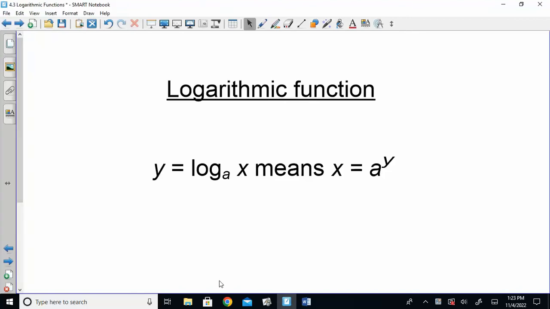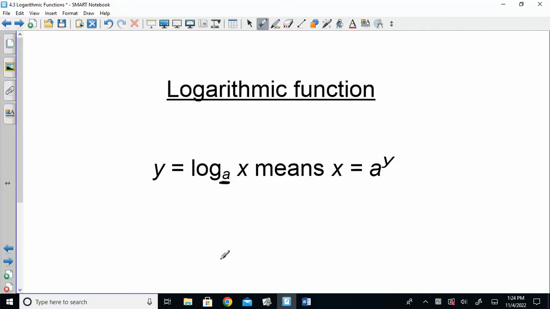So the definition of a log: it allows us to find a missing exponent in an exponential. We read this as y equals log base a of x, and that means, in exponential form, x equals a to the y power.